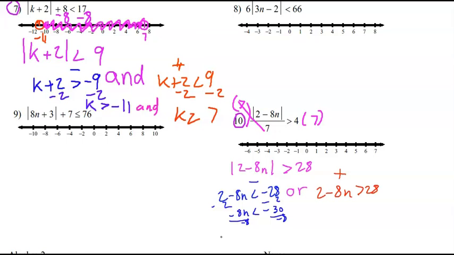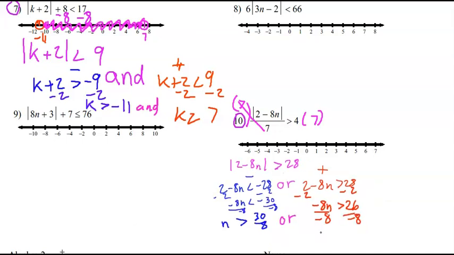So then we have n is greater than 30 over 8. We could just leave it as a fraction. It doesn't simplify any more than that. And then for the positive piece, subtract 2. Divide by negative 8.